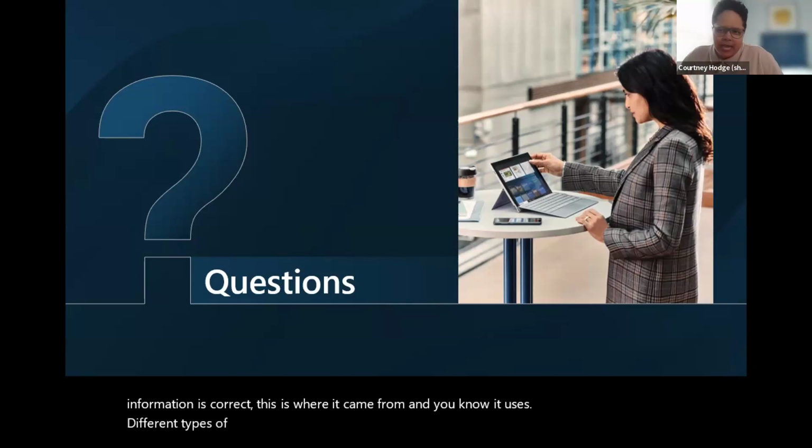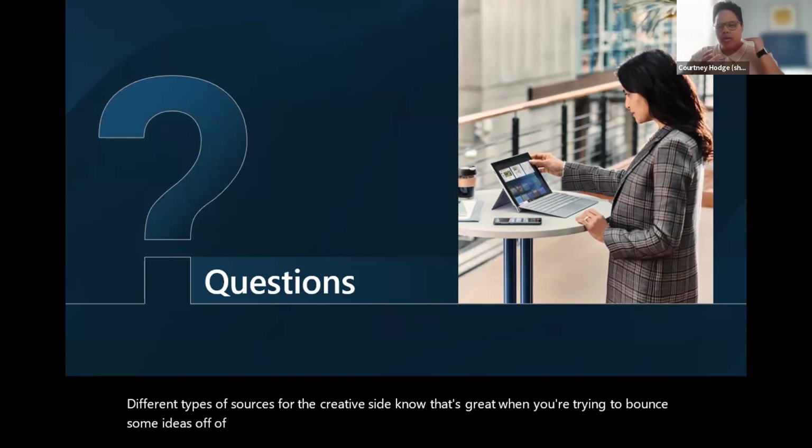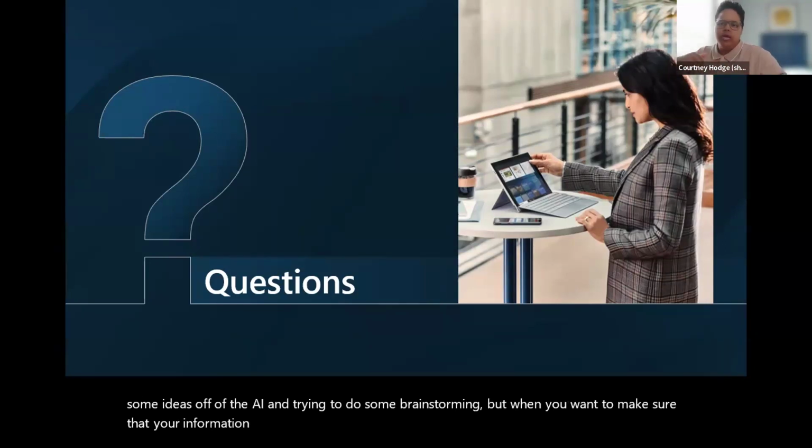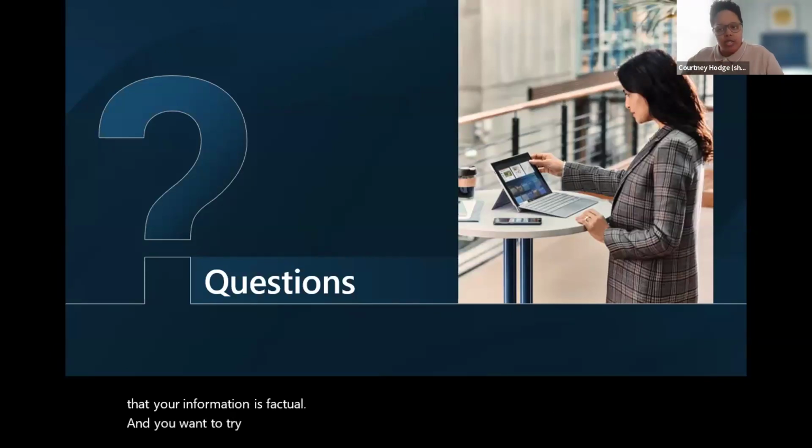For the creative side, that's great when you're trying to bounce some ideas off the AI and do some brainstorming. But when you want to make sure that your information is factual, and you want to mitigate the hallucinations, using the more balanced or professional version is helpful.